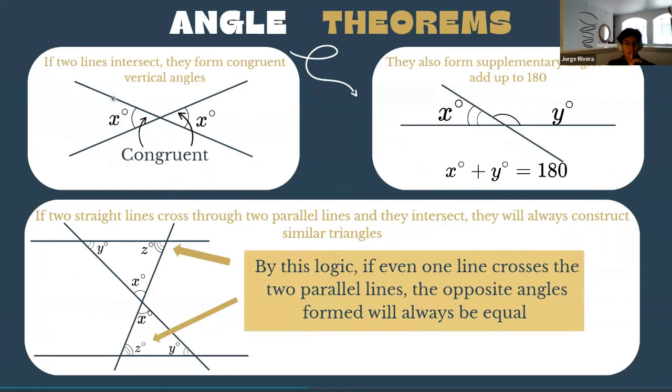Angle theorem: if 2 lines intersect, they form congruent vertical angles. All right, so 2 lines intersect. For example, we have this line and this line. They intersect. And how many angles does this intersection form? Can anyone tell me?